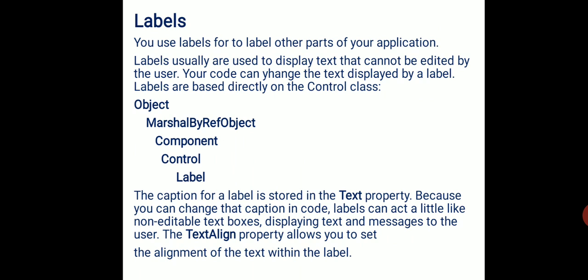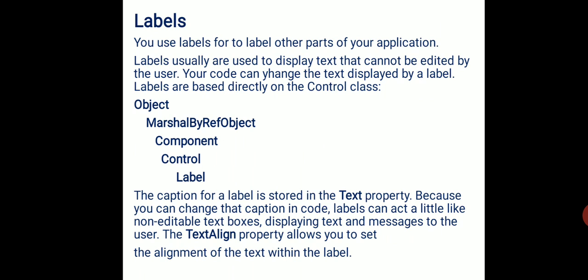So next one is labels. A label is a control. You use labels to label other parts of your application. Labeling just means naming. So labels usually are used to display text that cannot be edited by the user. Your code can change the text displayed by a label.